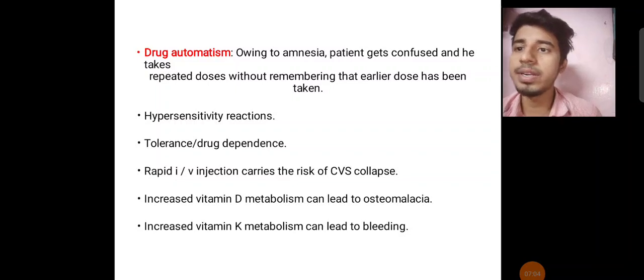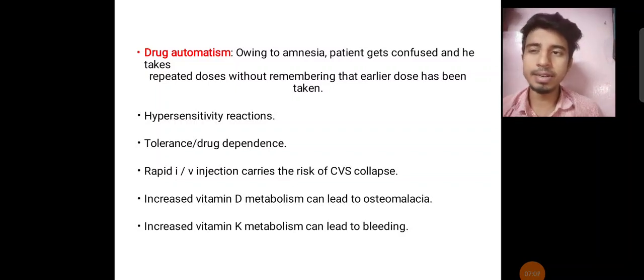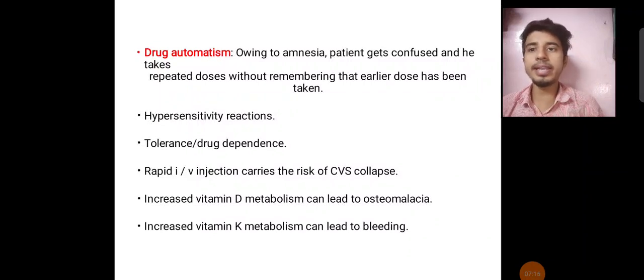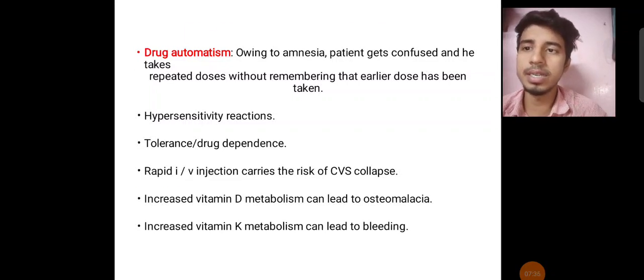It may cause other adverse effects. Drug automatism is very interesting: if you take a pill at around 11 o'clock at night, after 1 hour you forget that you had taken that pill, so you take it again. You keep repeating this each hour, due to which overdosing happens, and it leads to some adverse effects as we have studied earlier. Let's see barbiturate poisoning.